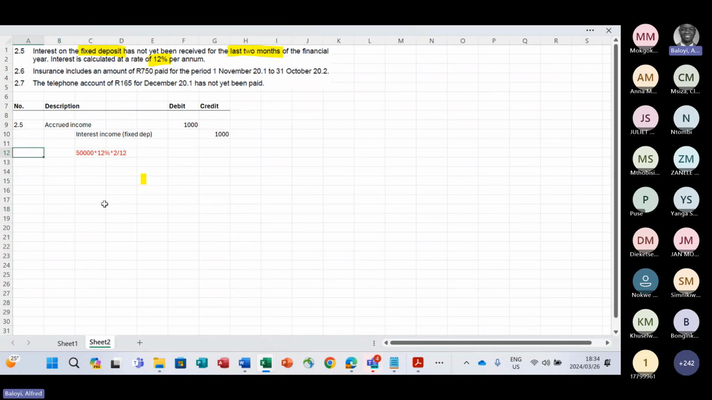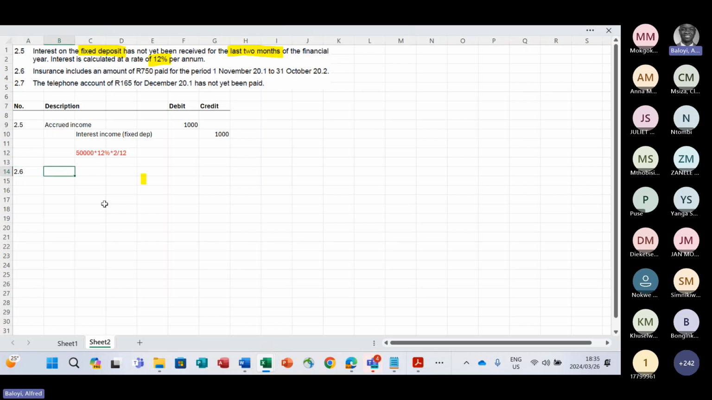So what happens here is that you have a fixed deposit account, and then you haven't been paid for the last 2 months. So you calculated the interest on the balance, and then for the period you multiply by 2, divide by 12. Because it's not received, the amount will be included in the accrued income, which will be a short-term asset.